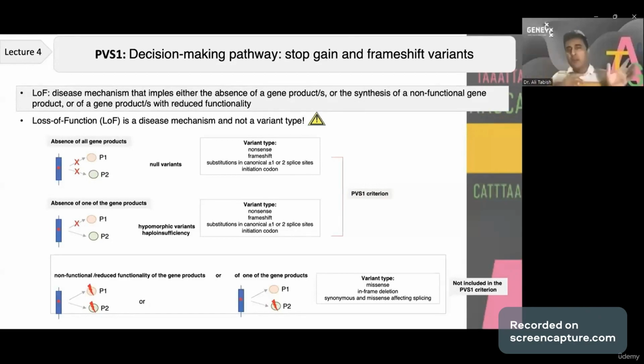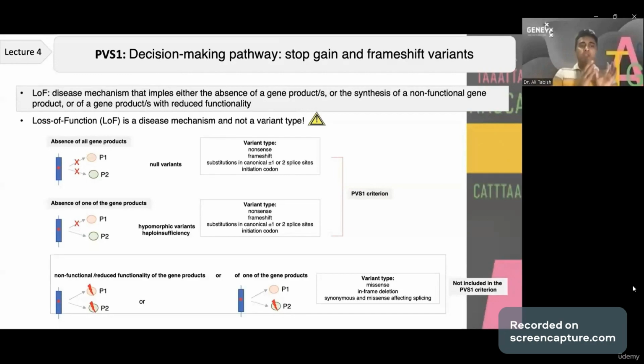So the variant type could be frame shift or splice site or any other, but loss of function is not a variant type. Loss of function is a disease mechanism. So if you have variants like nonsense, frame shift, or canonical splice site, these will presumably be applied for the PVS1 strong criteria.